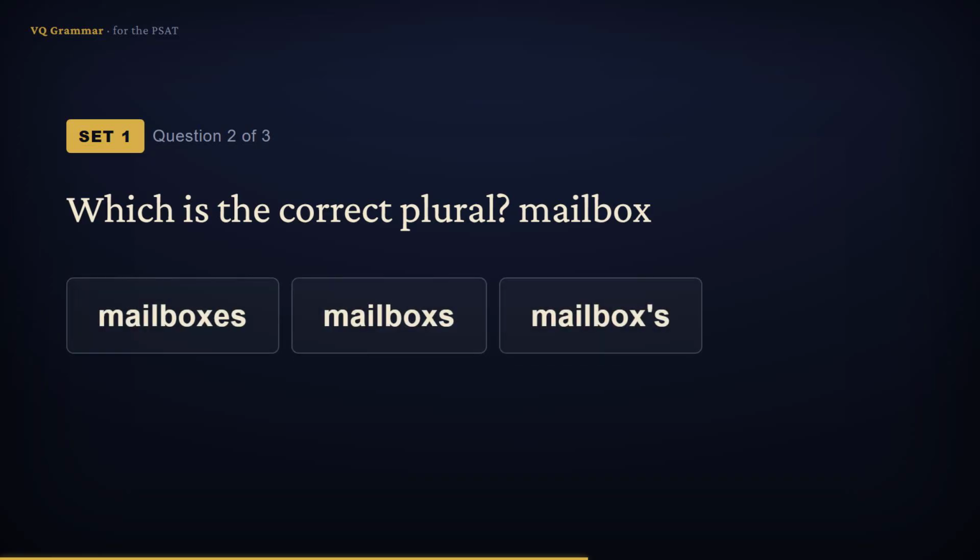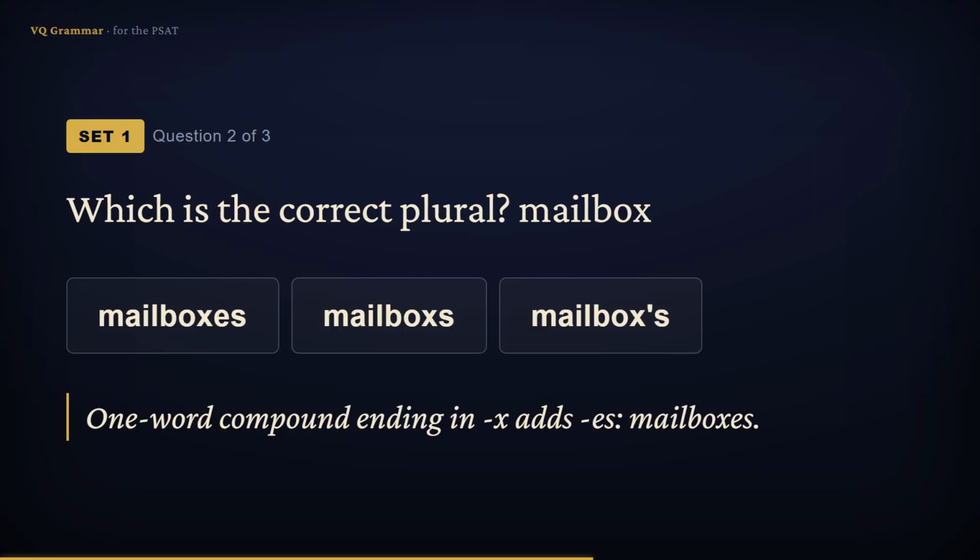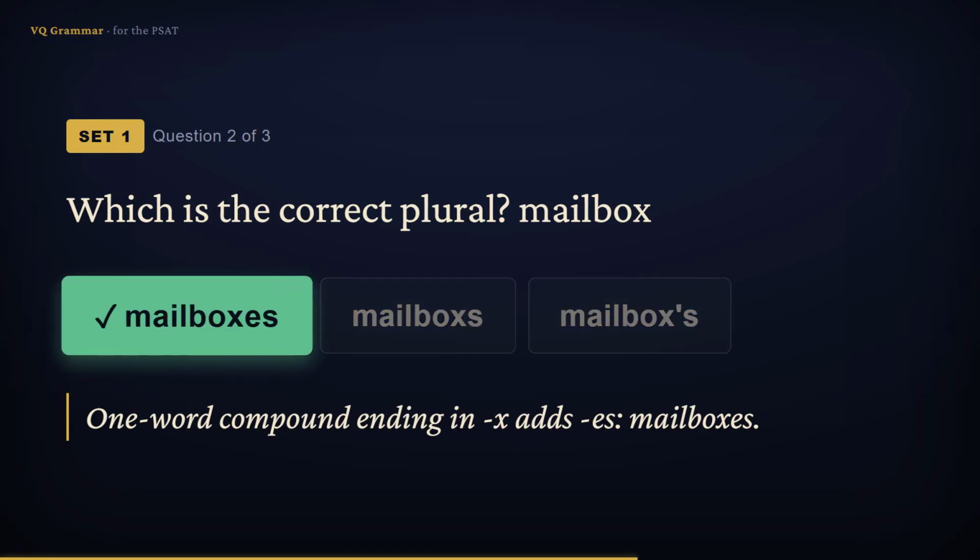Make mailbox plural. This is one solid word, so it follows the ordinary rule. It ends in x, a hissing sound, so we add es, not just s. Mailboxes. And remember, plural never uses an apostrophe, so the answer is mailboxes.